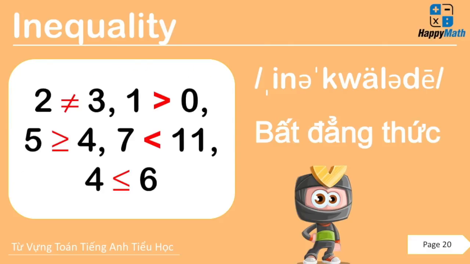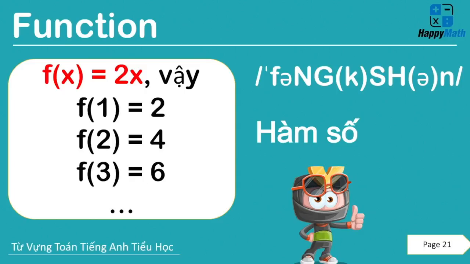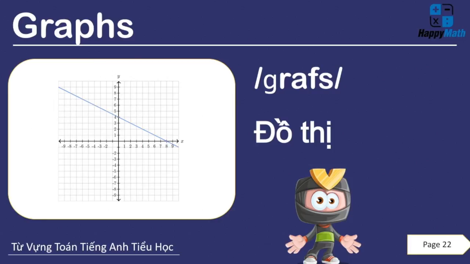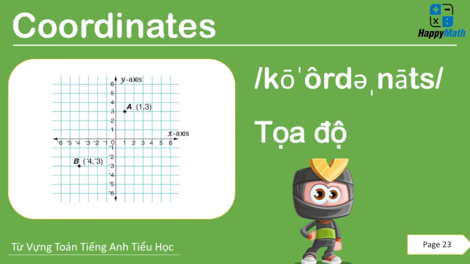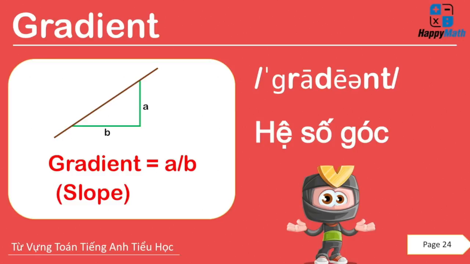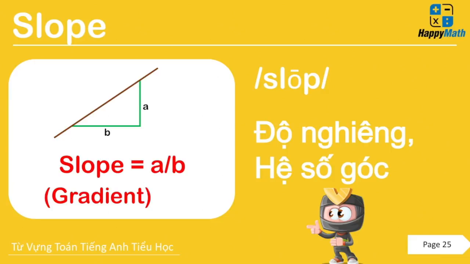Inequality. Inequality means not the same, of course, not equal or don't equal. Function. Graph. Coordinate. Gradient. Another way you can call gradient is slope. Slope.